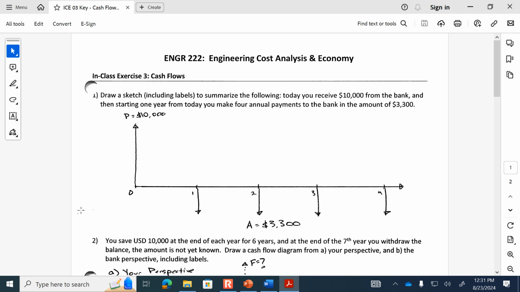Four annual payments to the bank in the amount of $3,300. We're labeling it with an A, which means an annual series. It's also called a uniform series. We still label it with an A, even if they're monthly payments. It's called a uniform annual series when it's successive with no breaks in between and the amounts are the same. You can see the arrow is down, representing that your money is going away from you. You're paying the bank, and the amount's $3,300. So that's the first one.